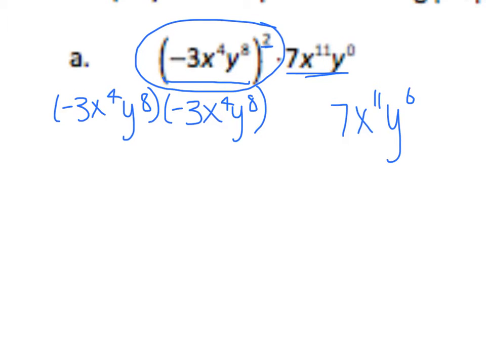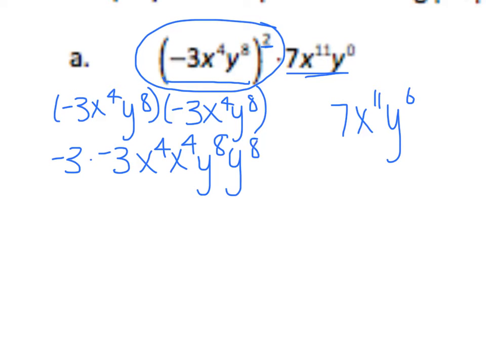Okay, so I'm going to put together what is similar. So I have negative 3 times negative 3, x to the 4th, x to the 4th, y to the 8th, y to the 8th. I have 9x to the 8th, y to the 16th. Again, you can by all means distribute this too and say negative 3 squared and then multiply all of those. It gets tricky when we get to level 3s. So that's why my suggestion is to write it out and then match everything up.